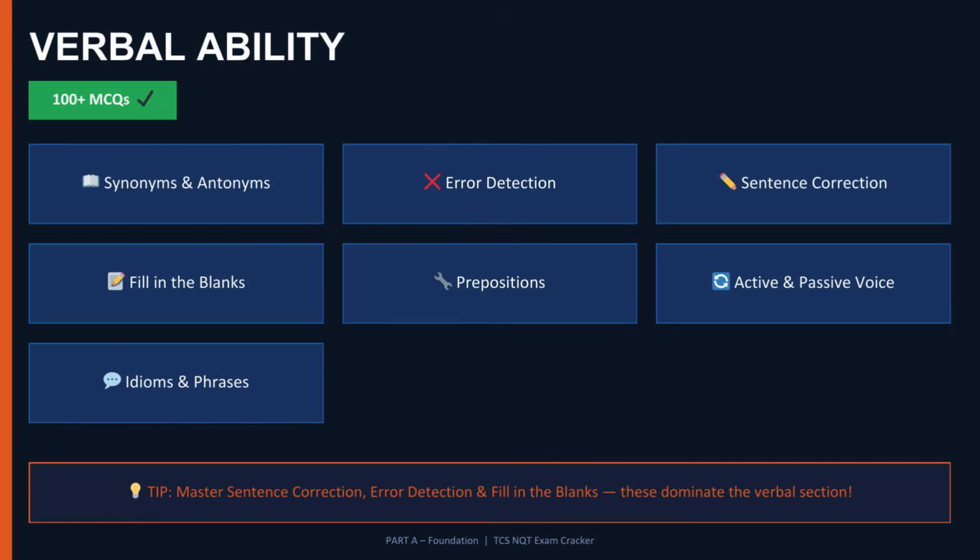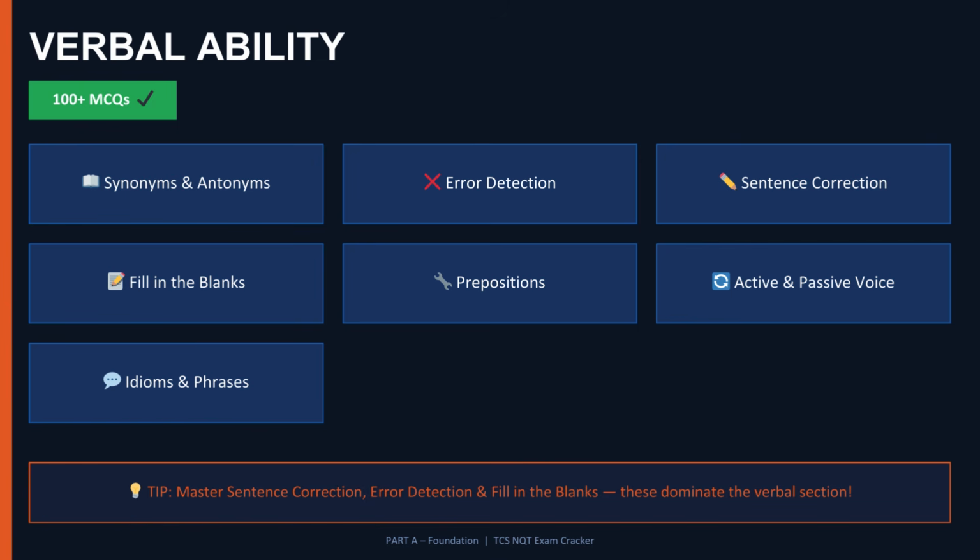Now let's talk about verbal ability. The topics are synonyms and antonyms, error detection, sentence correction, fill in the blanks, prepositions, active and passive voice, and idioms and phrases. This section is often underestimated, but it is actually one of the easiest to score in if you prepare the right topics. My tip: focus on sentence correction, error detection, and fill in the blanks first. These three topics dominate the verbal section every year.